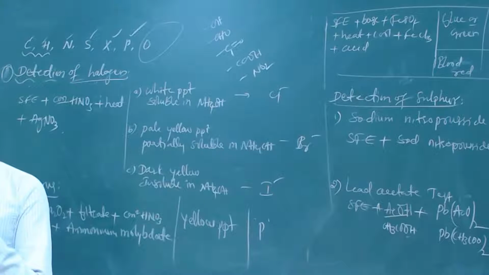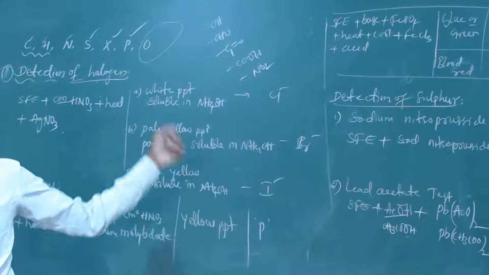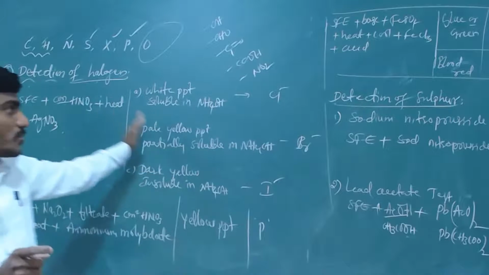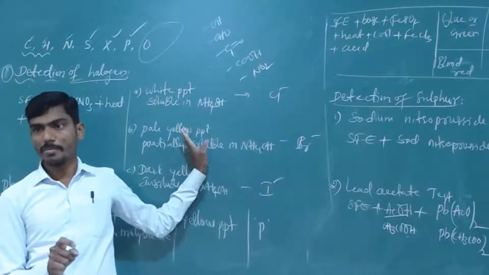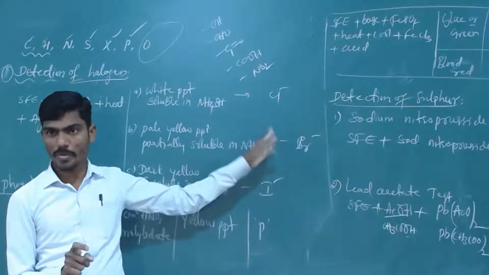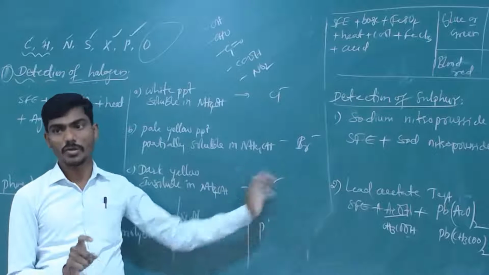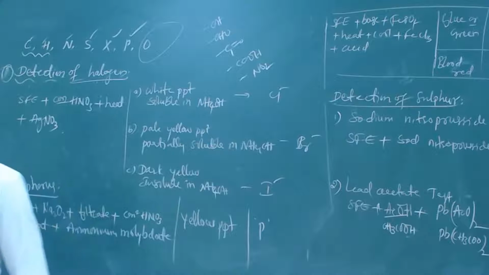Organic compound, the given organic compound, and then further test. Check the observations and confirm information. Inference. Experiment, observation, inference. Yellow PPT partially soluble in ammonium hydroxide, bromide. Dark yellow PPT insoluble in ammonium hydroxide, iodide. For halogens. Yes, next study is quantitative analysis.